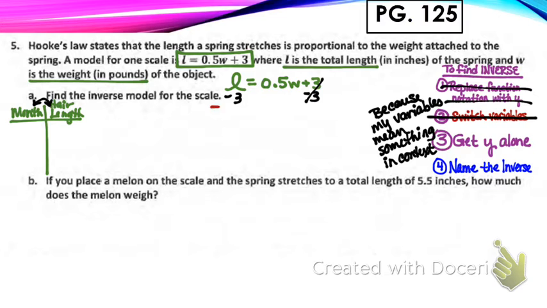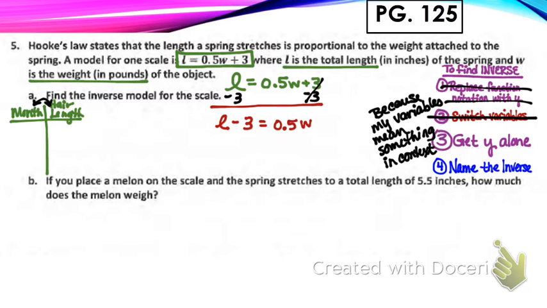So now I would have L minus 3 equals 0.5 W. Have we undone all the operations? No. Normally I would say yes, we need to divide, but 0.5, is that a whole number? No. What's it the same as? 0.5 over 1/2. 0.5 is the same as 1/2.